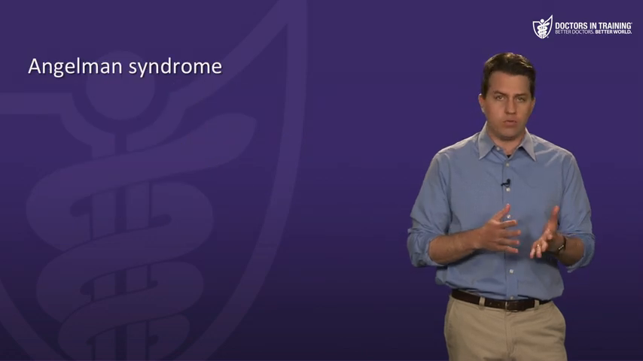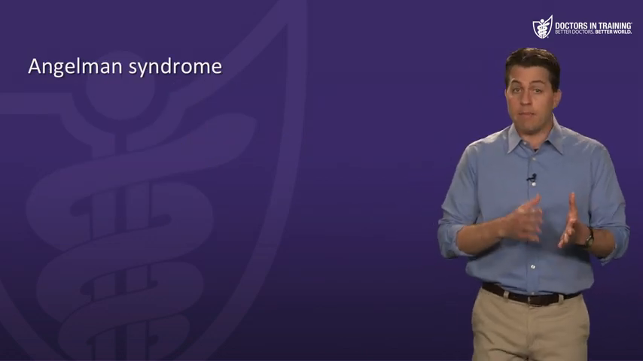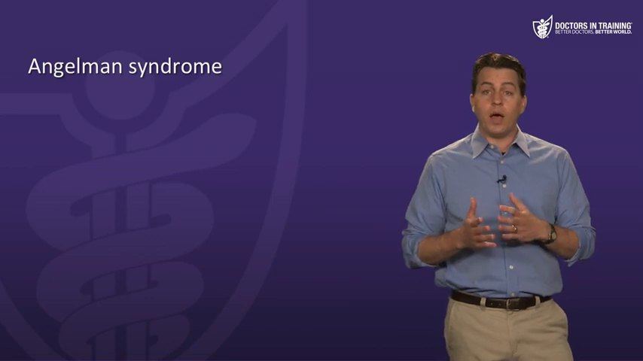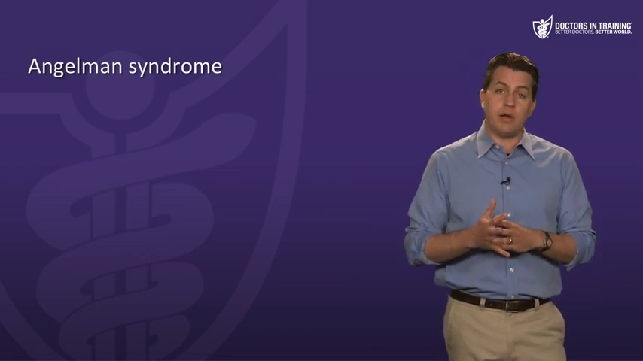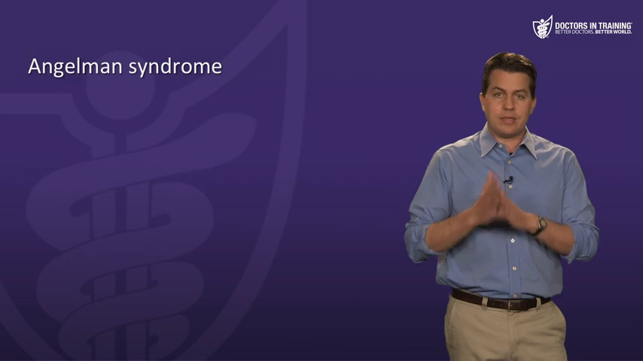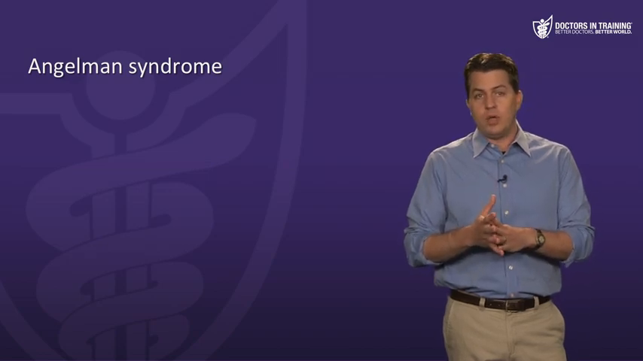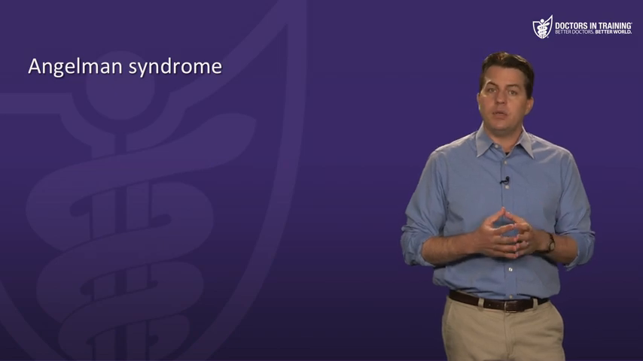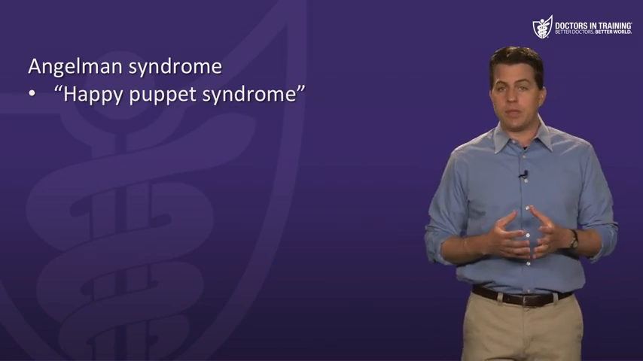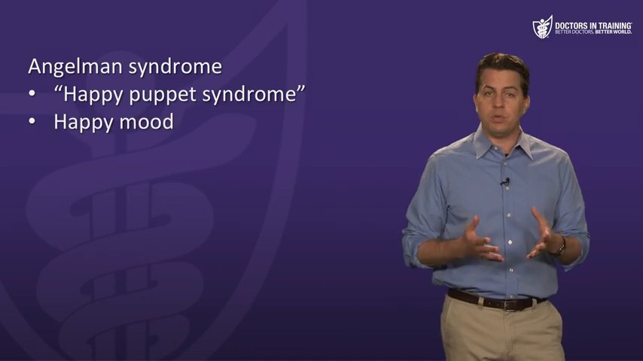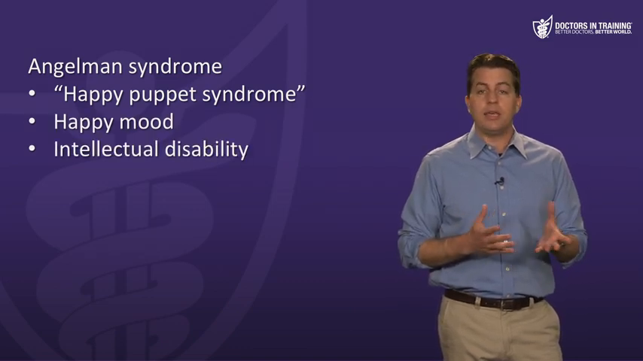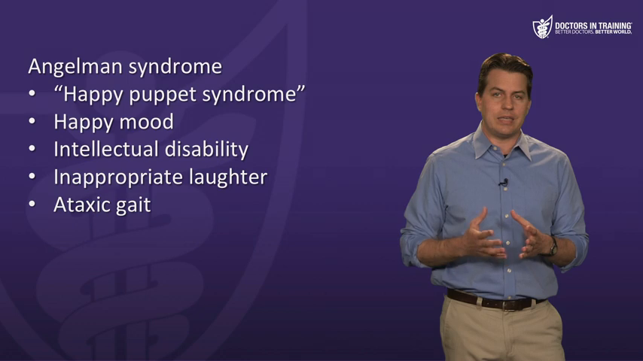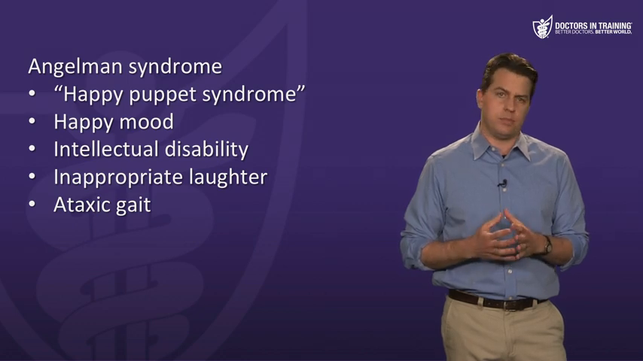Now, Angelman syndrome can be either a male or female problem as well, but the defect here is inherited from the mother. So it's the same chromosomal problem as with Prader-Willi, but it's inherited from the mother instead of the father. Angelman is referred to as happy puppet syndrome and is associated with happy mood, intellectual disability, inappropriate laughter, and an ataxic gait similar to a marionette puppet.